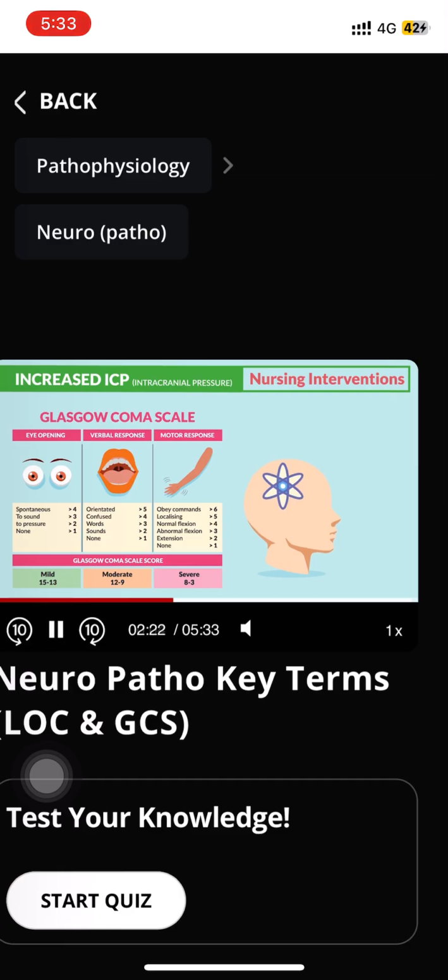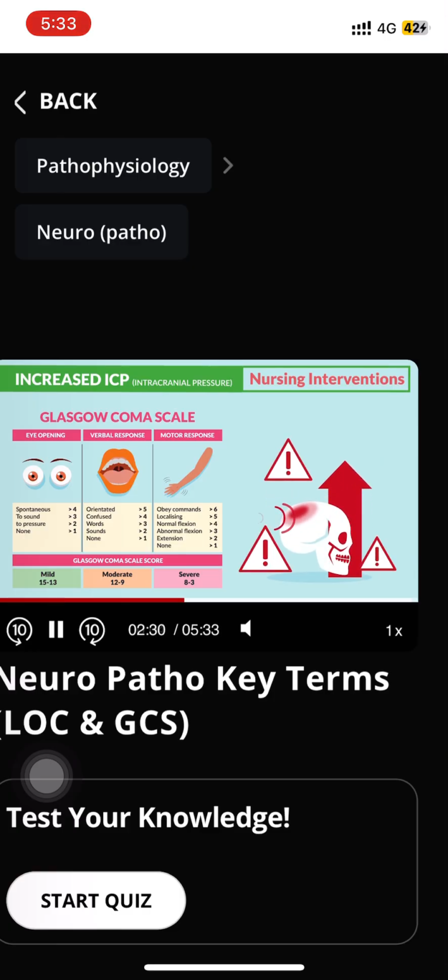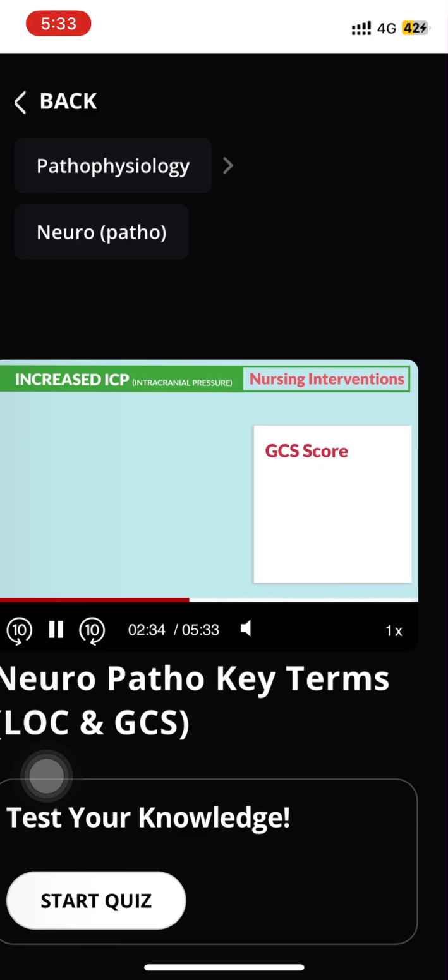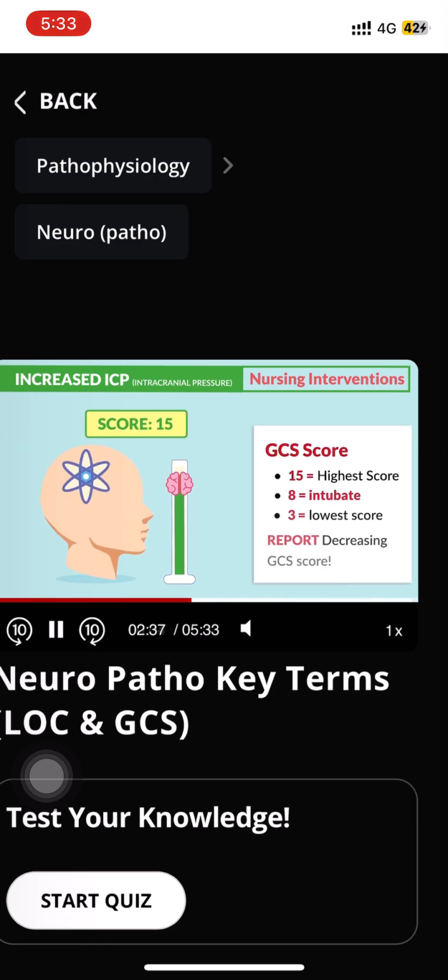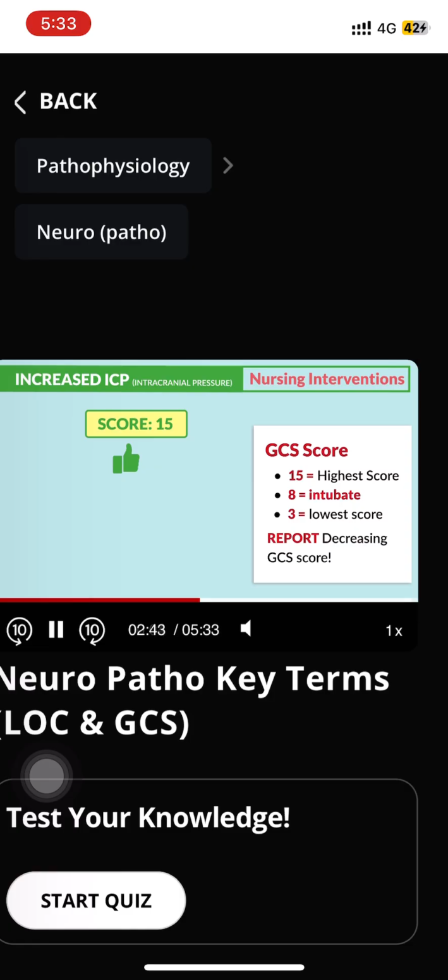Now, switching gears here, let's talk about the GCS. This is used to measure level of consciousness, and remember, the earliest sign of that increased ICP was that mental status change. So let's break down the GCS score real quick. So a score of 15 is the highest score. This means that the patient is fully conscious. So we like high scores here. As ICP goes up, the GCS goes down.